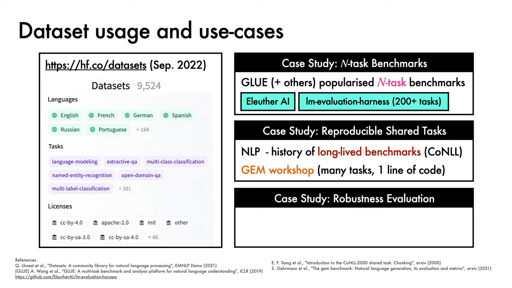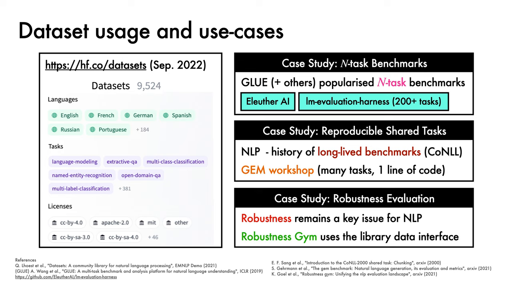A third case study focuses on a different kind of challenge. Although there has been significant progress, robustness remains a key issue for modern NLP methods. Another example application of the library is its use as part of the Robustness Gym, which provides a systematic approach to measuring NLP system robustness, making use of the library data interface.